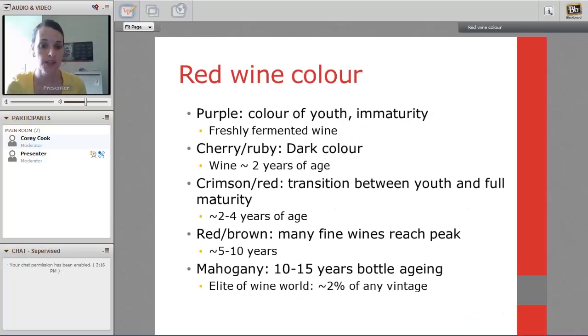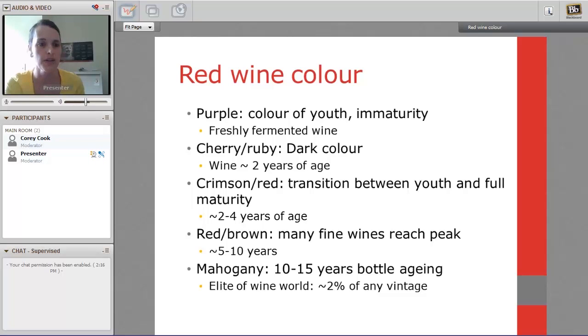It ranges from purple, which is the color of youth. It's very immature. It's freshly fermented. Goes through the sort of cherry, ruby, which are slightly darker colors. And then it starts transitioning into the crimson, and then it gets into the brown colors and the mahogany colors, which is especially apparent at the rim if you think back to a few slides ago.